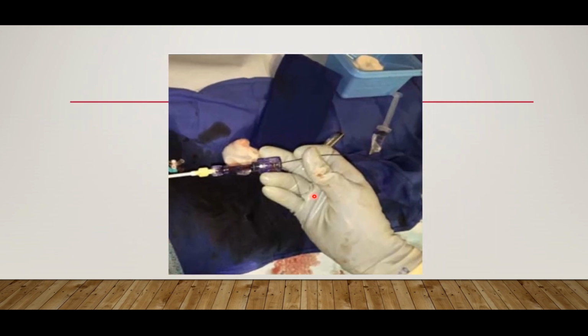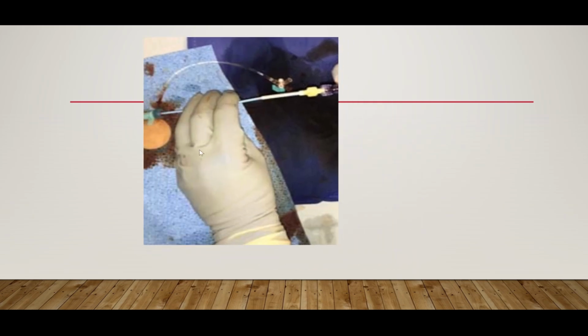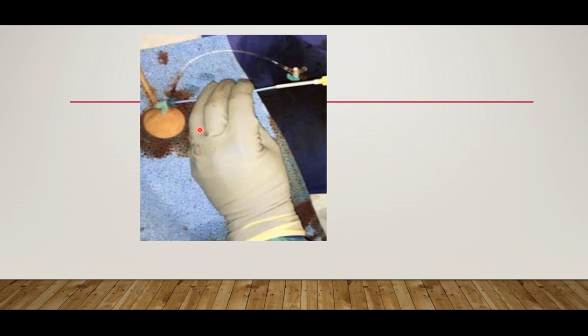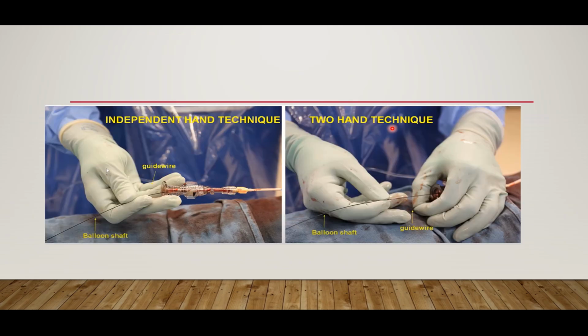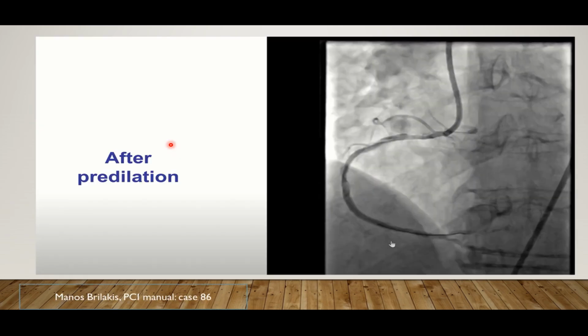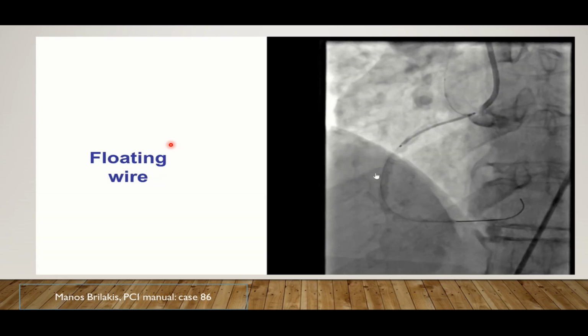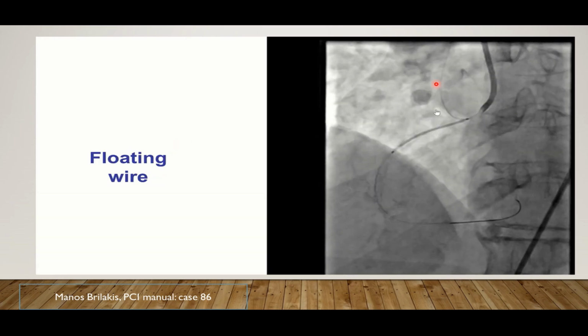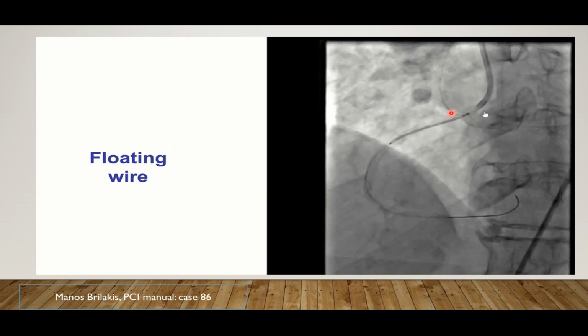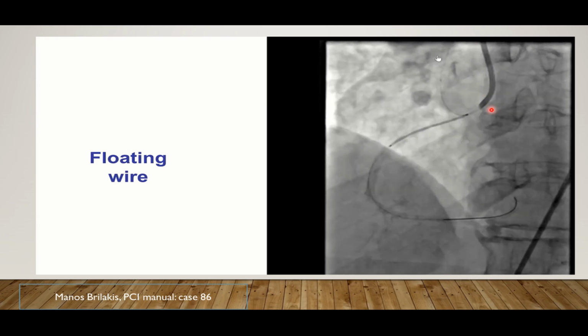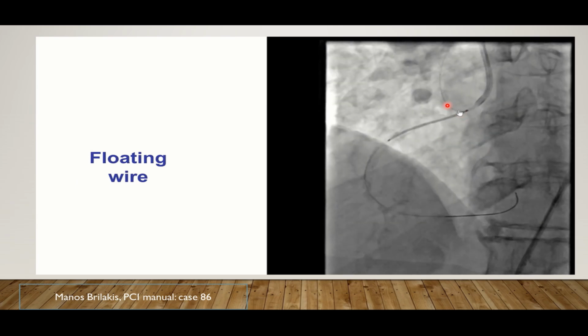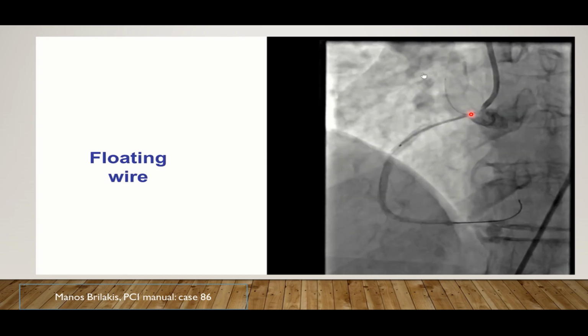Let's show you. This is the guide wire, this is the shaft of the balloon, and this is the left hand manipulating the guiding catheter. So this is the traditional two-hand technique, and this is the independent hand technique. So this is the floating wire, and it will prevent the guiding catheter from engagement of the RCA and also demarcate where the ostium is.